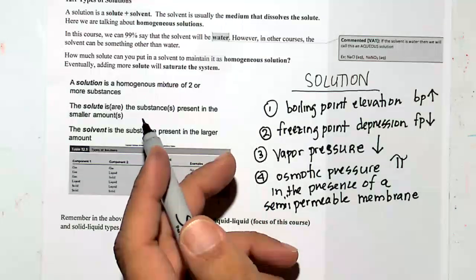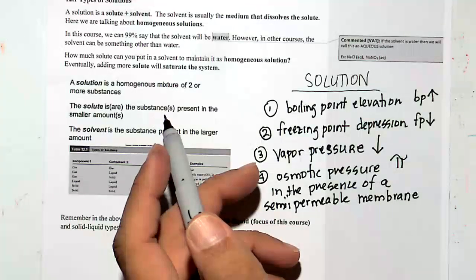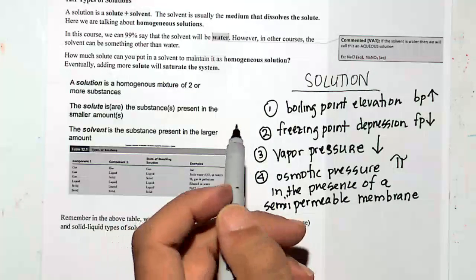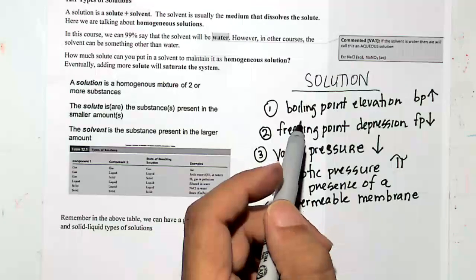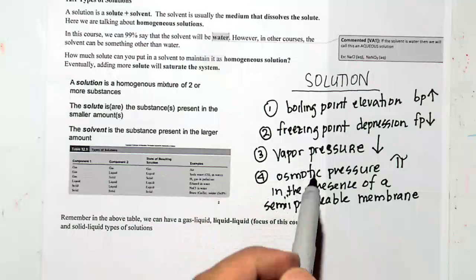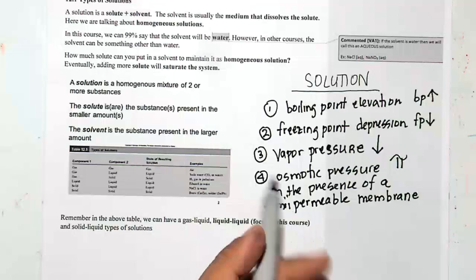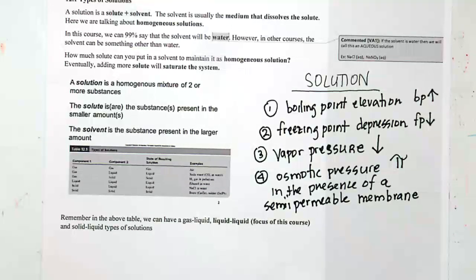All right, so all these four properties, the minute that you add a solute to a solvent, and provided that it goes into solution, provided that it dissolves, you'll immediately get higher boiling point, lower freezing point, lower vapor pressure, and if you put in a membrane, you'll develop osmosis or an osmotic pressure. So all of these four properties are called colligative properties. Okay, colligative properties of a solution.